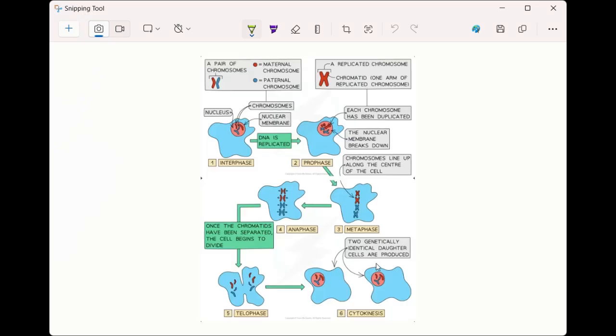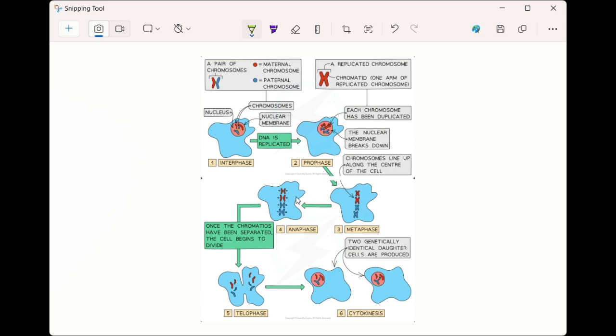So here are the different stages of mitosis. To begin with, in the interphase, all the DNA is replicated. So we should have double the amount of chromosomes after this. Prophase is when the nucleus breaks down and the DNA condenses. Metaphase is when all the chromosomes will now line up in the center of the circle. So obviously the nucleus is gone now, so all the chromosomes will line up in the middle.